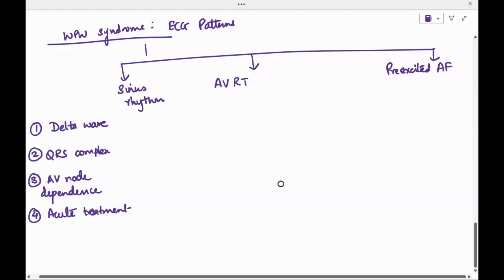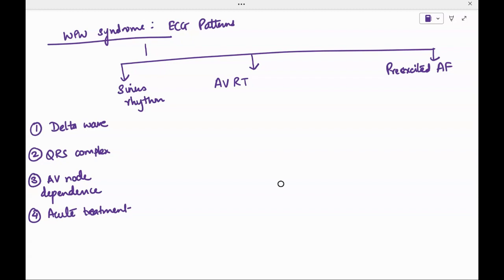So what are the ECG patterns seen in WPW syndrome? We have three types of patterns: sinus rhythm, AVRT, and pre-excited atrial fibrillation. Now, what are the differences in all three of them? Let's discuss sinus rhythm. First is the delta wave. Yes, it is present. The QRS complex is wide. AV node dependence, yes, it is dependent on the AV node. And is there any need of acute treatment? No. Now AVRT.